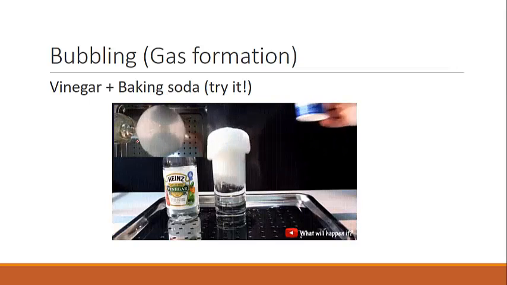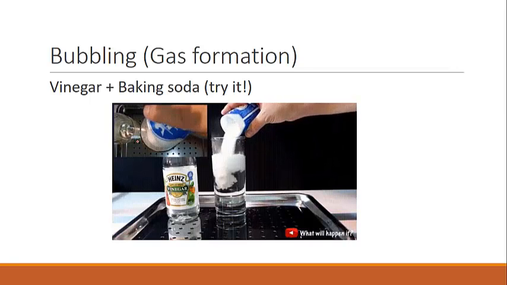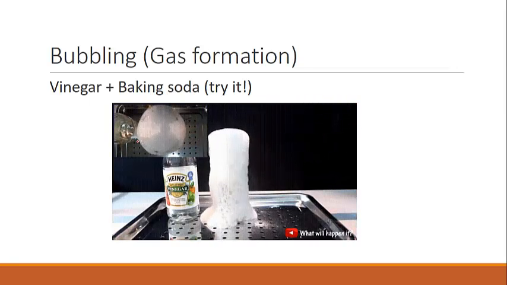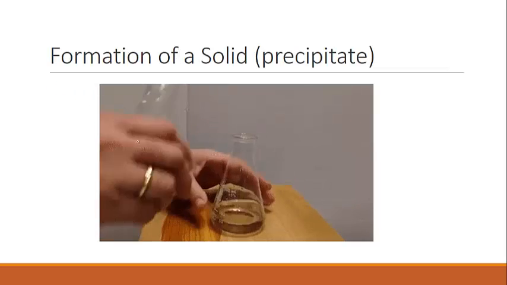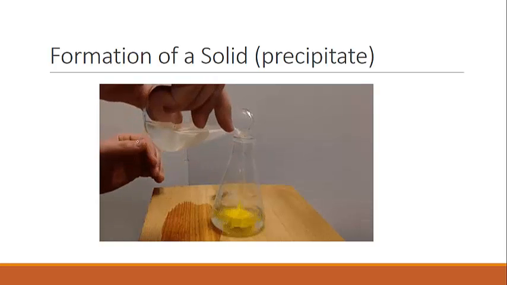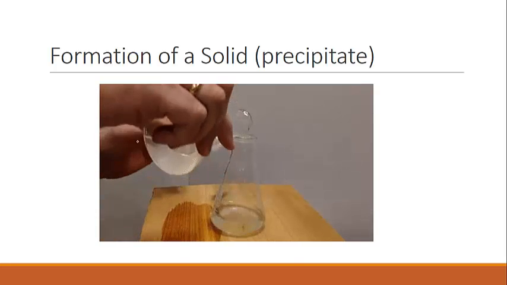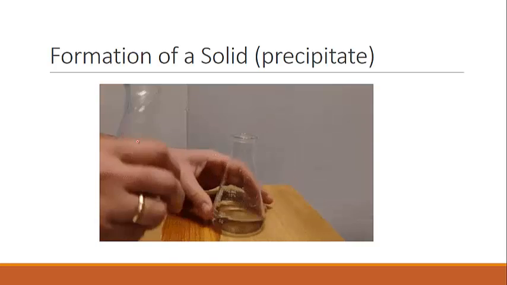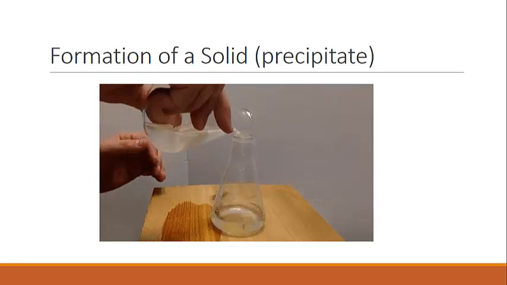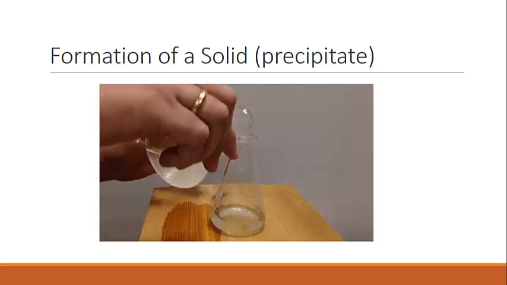Here's an example of bubbling or gas formation, and this is a reaction you can do at home. It's simply adding vinegar and baking soda together. The formation of a solid or precipitate is another indication. Here we see that we have two clear liquids that are being added together. And when they mix, a bright yellow powder is formed, and that eventually settles to the bottom as a solid or precipitate.